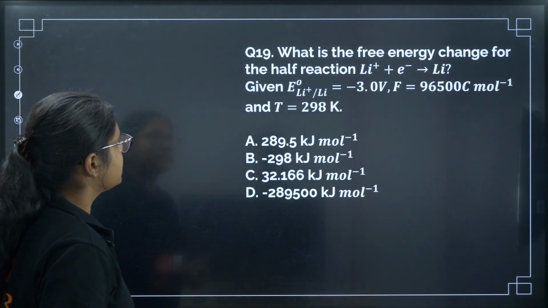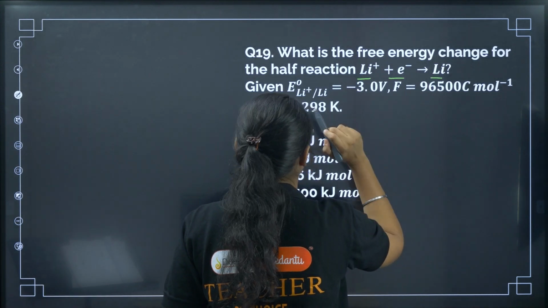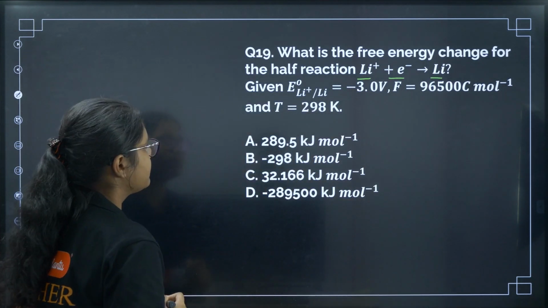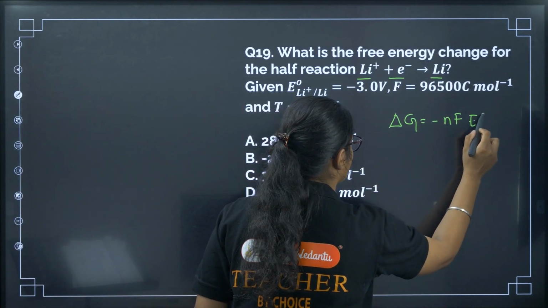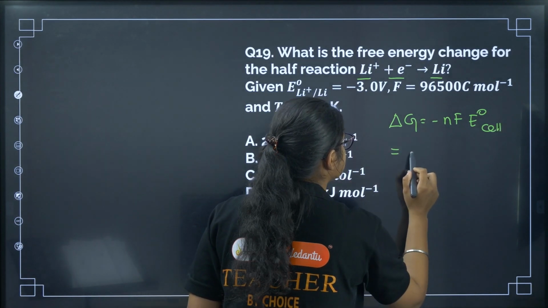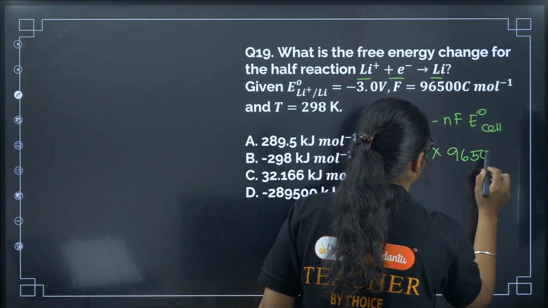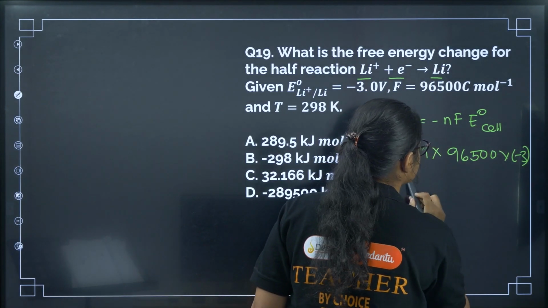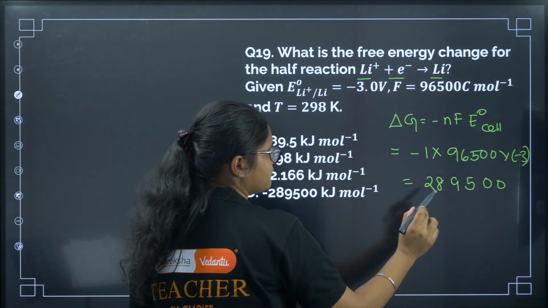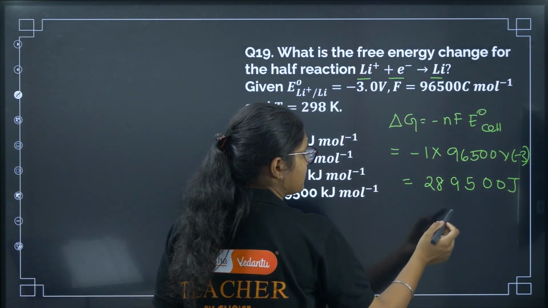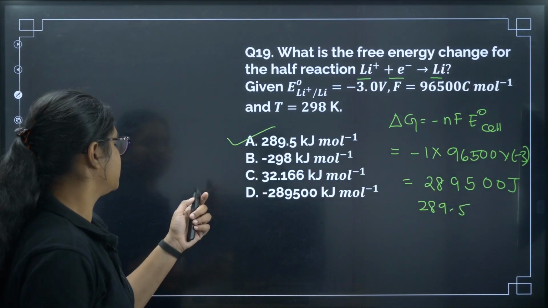Next, what is the free energy value for the half cell reaction Li plus electron giving you Li? These values are given. So now we can calculate. This formula is a very simple, direct one. Delta G is equal to minus nFE naught of the cell, right? Here n is 1, F is 96500, and E naught cell is minus 3. If you solve this, we'll get 289.5 kilojoules. So the correct answer for this question will be option number A.